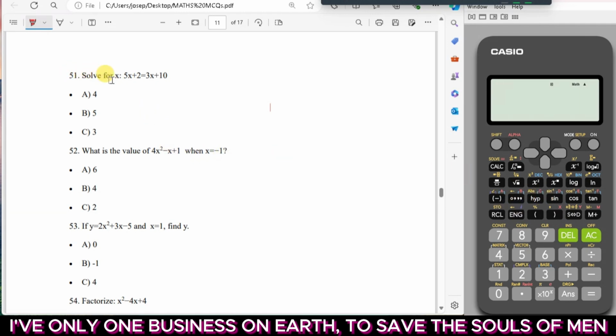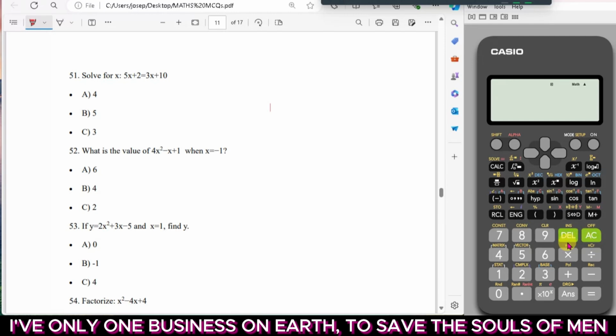So we are solving for the value of x in 5x plus 2 equal to 3x plus 10. All you have to do is to group like terms. So bring the variables to the left hand side and the non-variables to your right hand side. So when you are bringing x, 3x becomes negative. So we have 5x minus 3x, that will give you 2x. Then these two come and become negative. So 10 minus 2, that will give you 8. So 8 divided by 2, that will give you 4. All right, so the right answer is A.